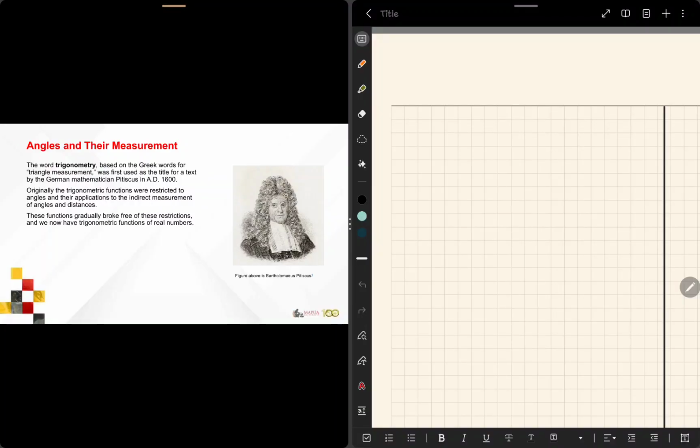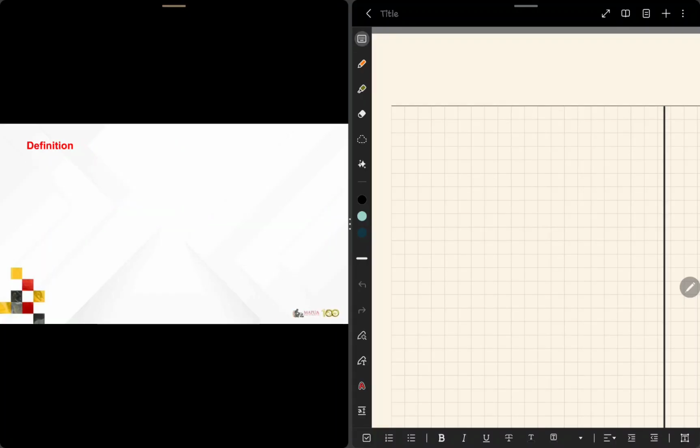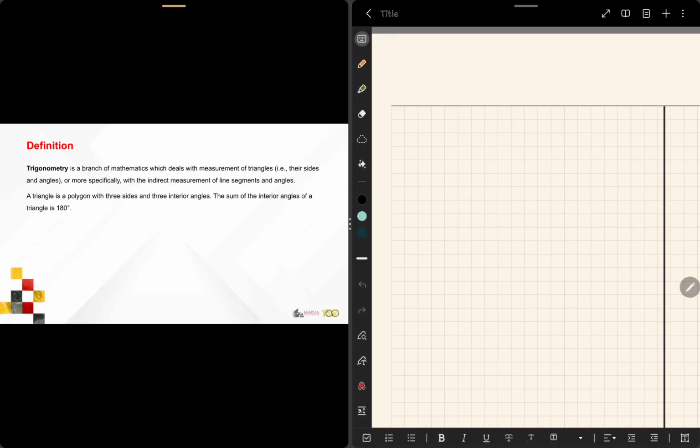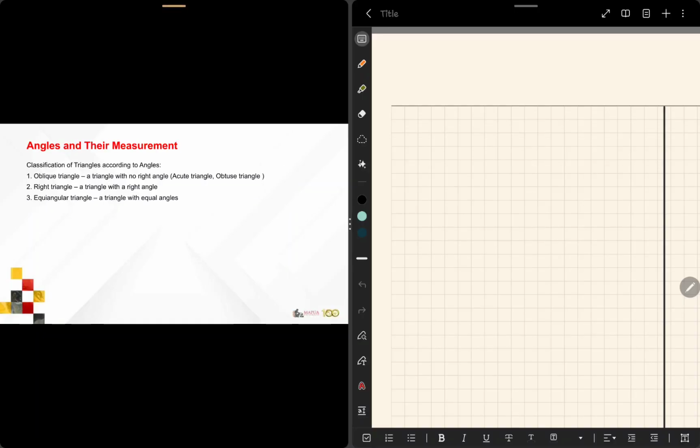Originally, the trigonometric functions were restricted to angles and their applications to the indirect measurement of angles and distances. So trigonometry is a branch of mathematics which deals with measurements, or more specifically with the indirect measurement of line segments and angles. The sum of the interior angles of a triangle is 180 degrees.